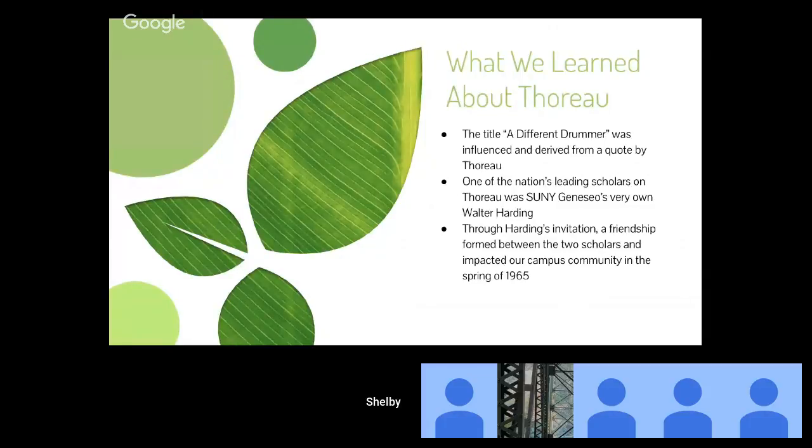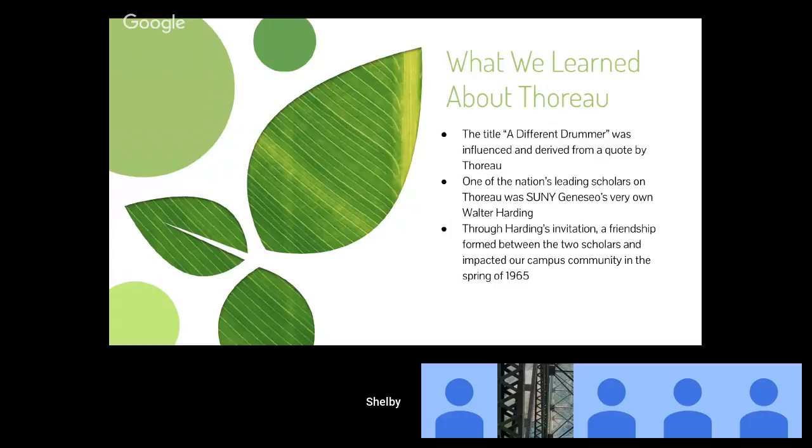So what we learned about Thoreau: the title "A Different Drummer" was influenced and derived from a quote by Thoreau. One of the nation's leading scholars on Thoreau was SUNY Geneseo's very own Walter Harding. By the way, that person deserves more than just a room on campus. Can we rename a building for him? Because he's kind of a big deal from what I understand now.